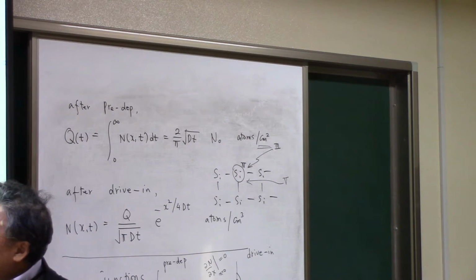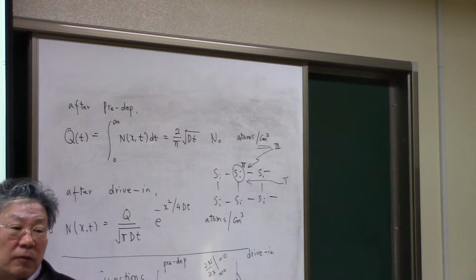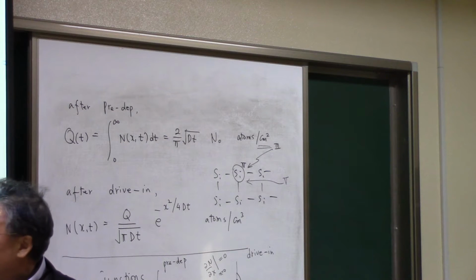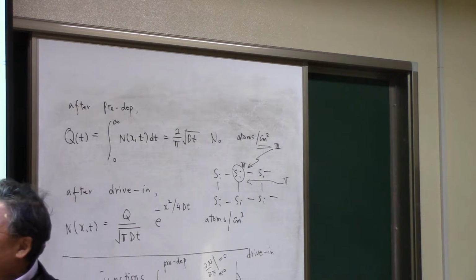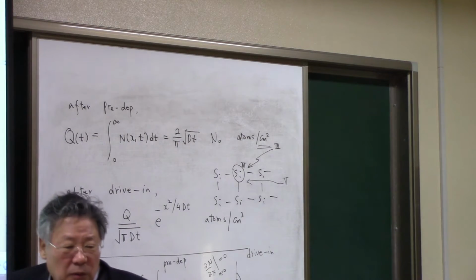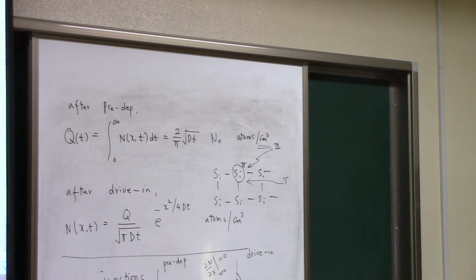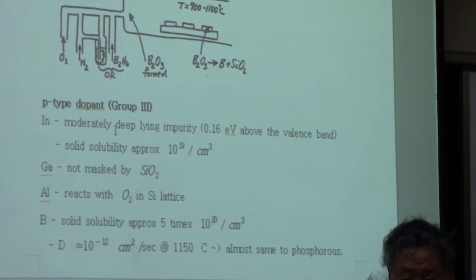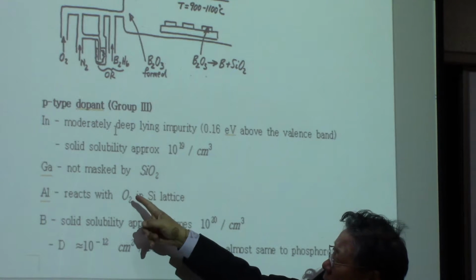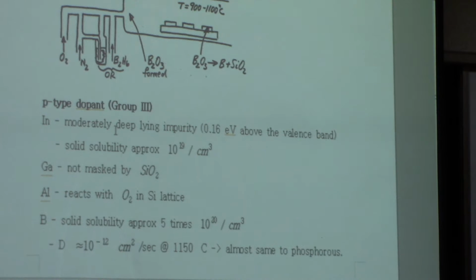And for these p-type dopants, we have many candidates, but only boron can be used as the doping element. Indium is not fully ionized at room temperature because it is a deep-lying impurity, and its solubility limit is relatively low. And with gallium, the silicon oxide cannot be used as a mask.